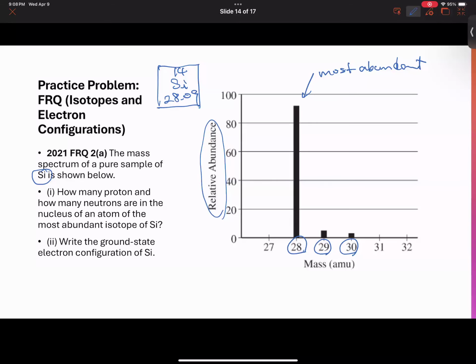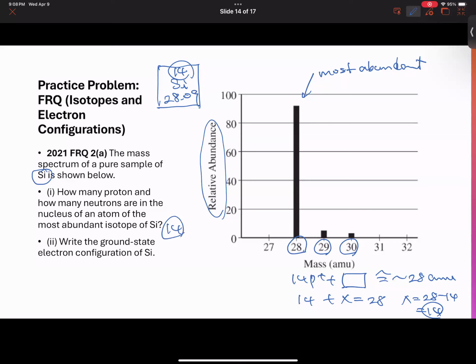Silicon has 14 protons, and the mass of this one is 14 protons plus the number of neutrons. The mass is about equal to 28 AMU. Remember, each proton has about 1 AMU, so 14 plus x is equal to 28. So x is equal to 28 minus 14, which is 14. Because each neutron has about 1 AMU of mass, we know that this one has 14 neutrons.